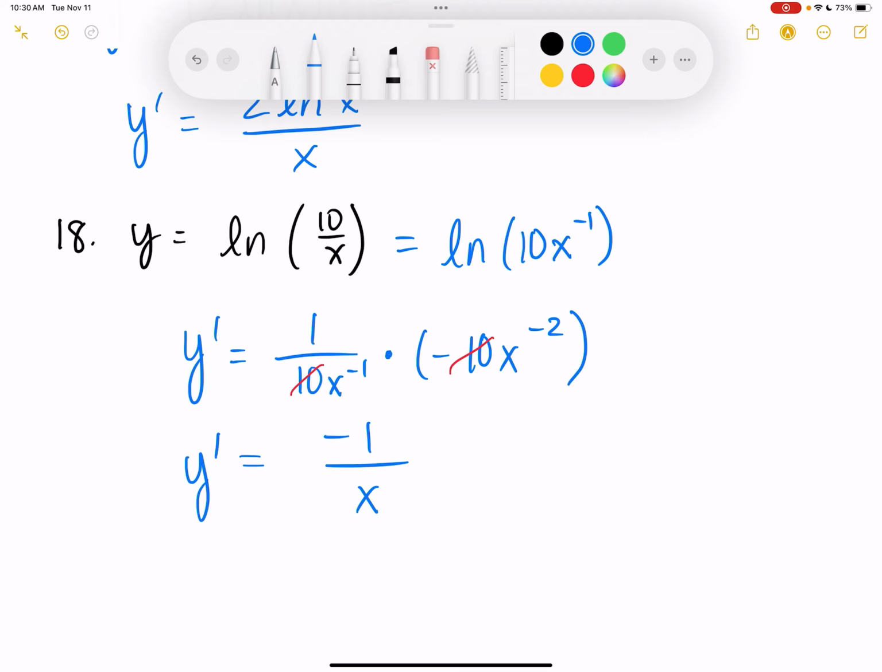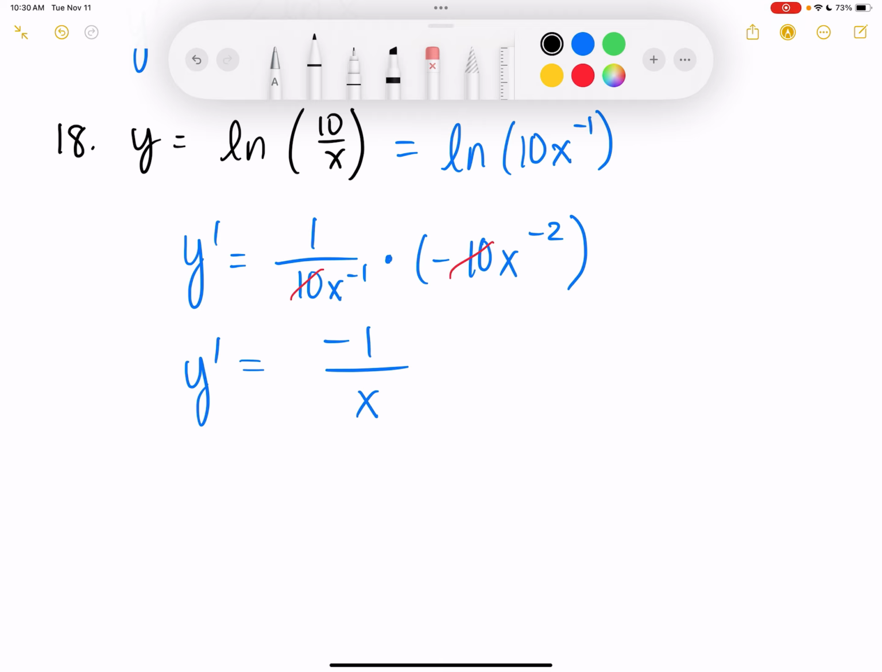What's next? One more like that, and then we'll move into a slightly different one. Number 20, I've got y equals x ln of x minus x.